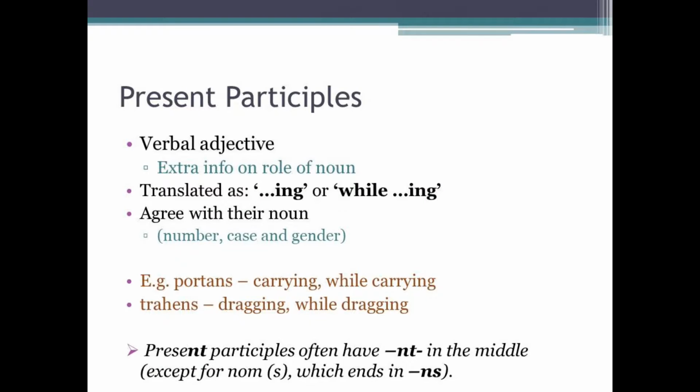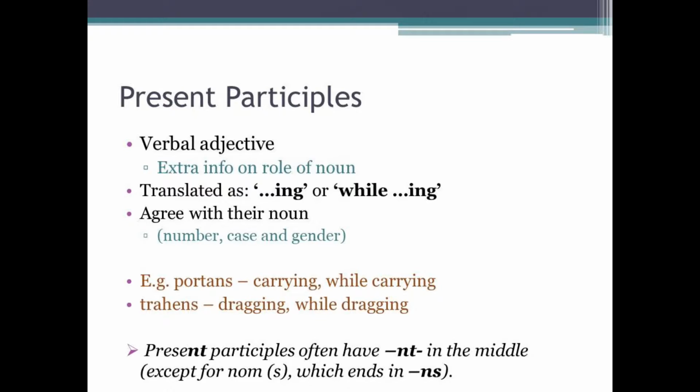Let's begin. Present participles. A participle is a verbal adjective which provides additional information about what a noun is doing within a sentence. In English, present participles are translated by a word ending in -ing or "while something", and they have to agree with their noun in number, case, and gender.